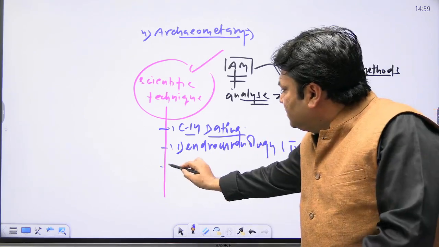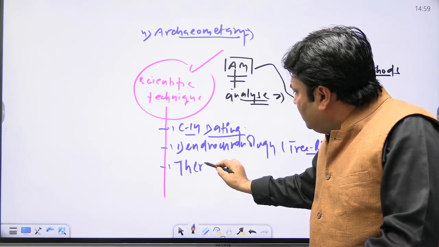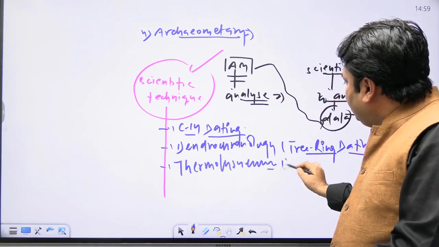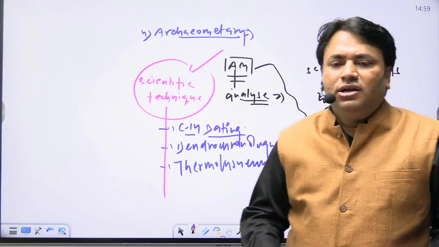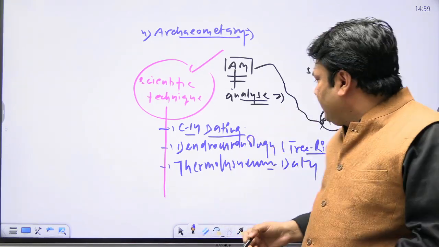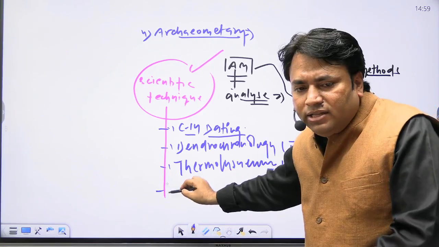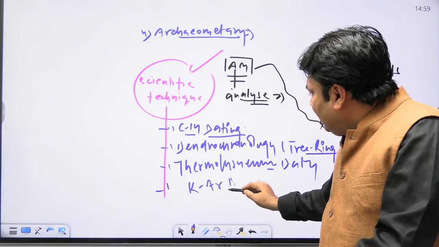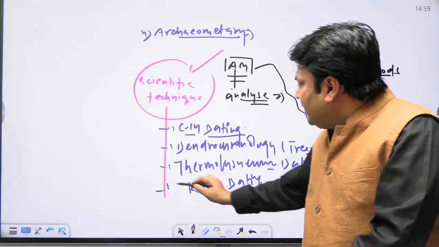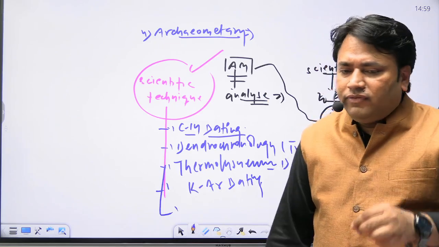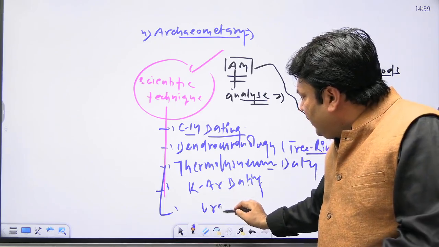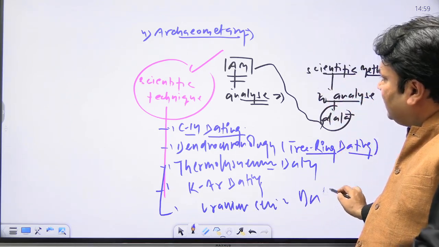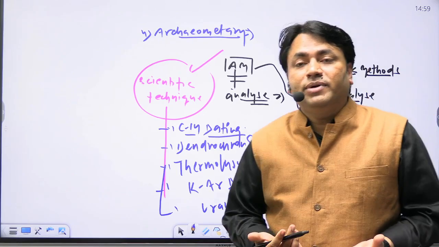The third is thermoluminescence dating. The fourth is potassium argon dating. The fifth is uranium series dating. All these are the scientific methods to determine this.